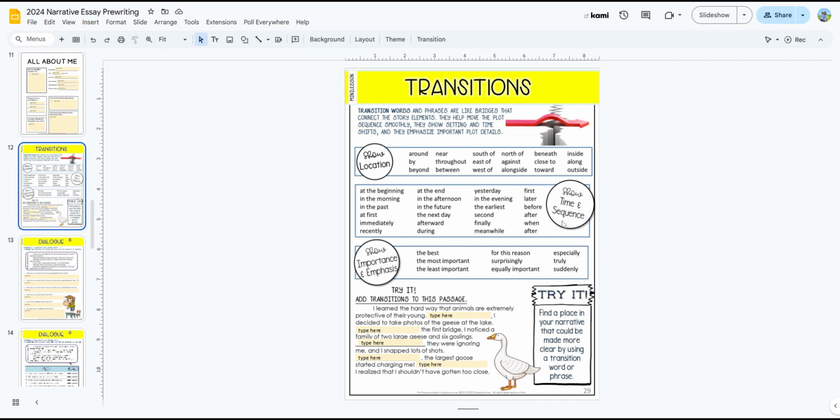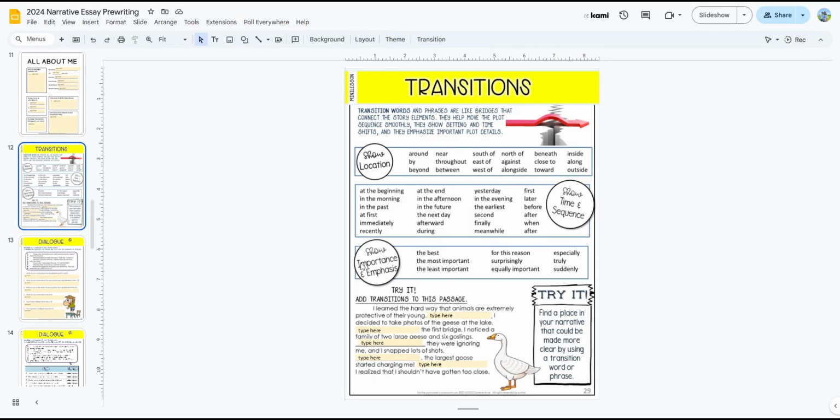The next set is ones that show time and sequence. So these can help move your story forward by telling your reader something is going to happen, in the next day, or afterward, or later. It can also tell your reader that more things are going to happen, because if you say like first, then that tells us, oh, there's probably going to be a second if they're telling me first.